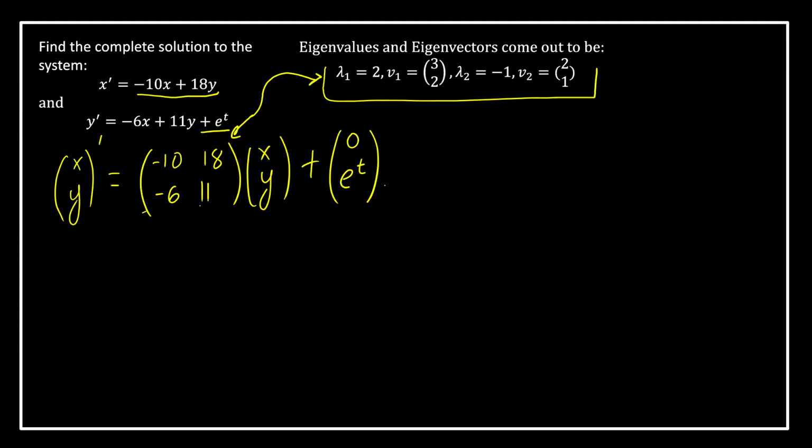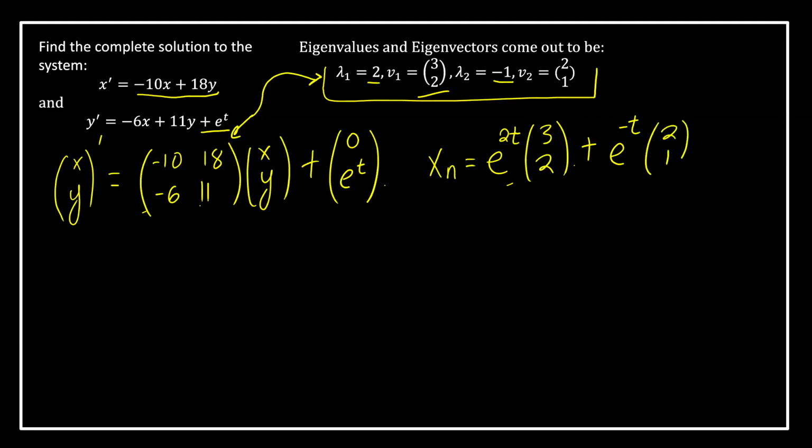So we can say that our null solution is equal to e raised to the first eigenvalue power times t, and then we multiply the whole thing by our first eigenvector. Then we add our second e raised to the negative first power times t, and multiply the whole thing by our second eigenvector. Any questions about that?